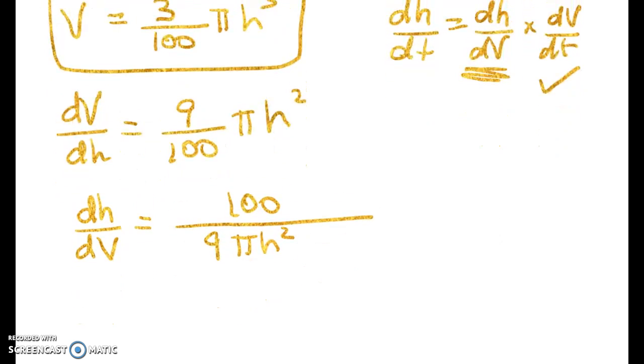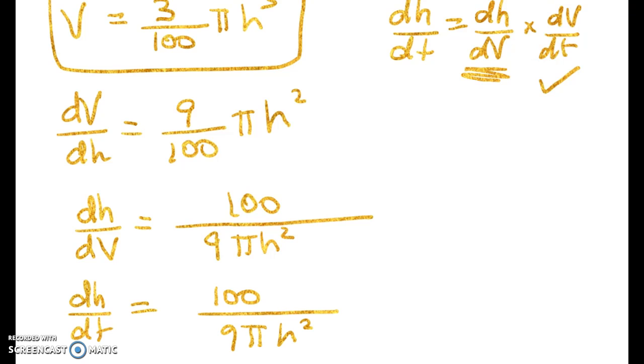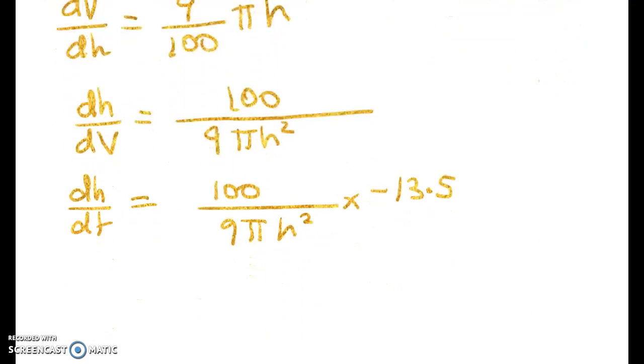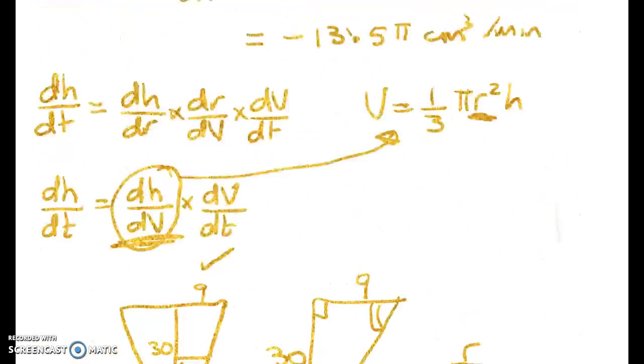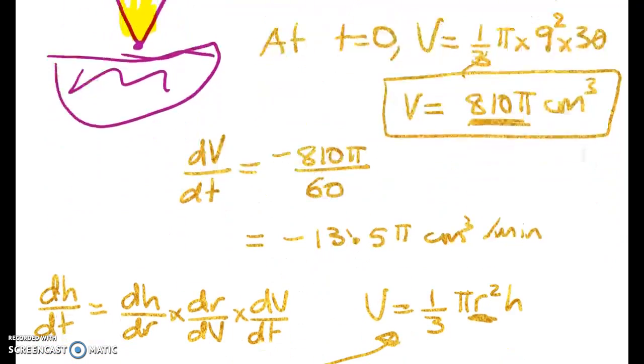We're just about there. We've got dh by dt will be this, and dV by dt was negative 13.5. Simplifying, I get negative 1, oh, I've missed a pi there, I think. Have I? Let me just check back. What was my rate of change? Yep, so that was nearly a bad mistake, right?